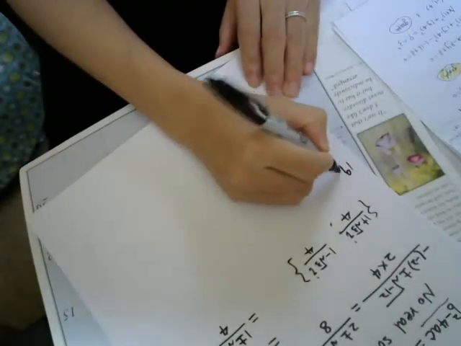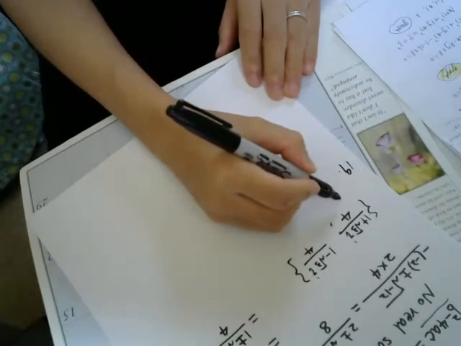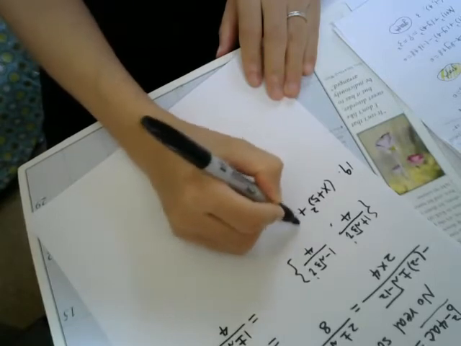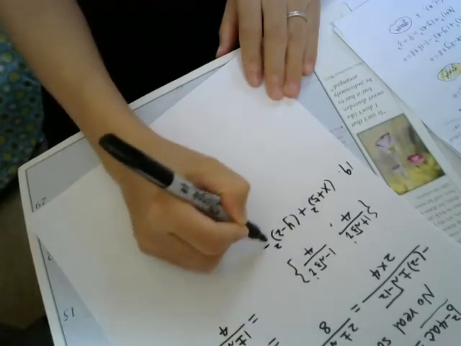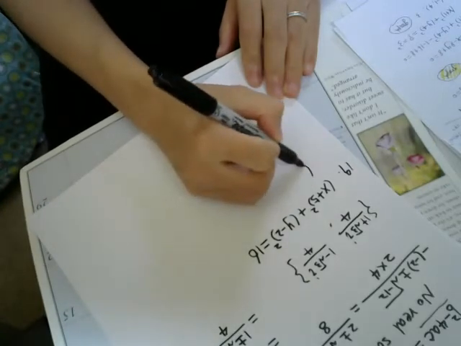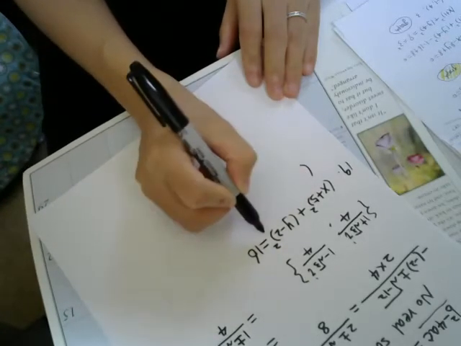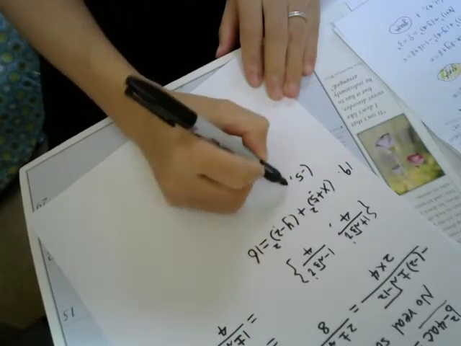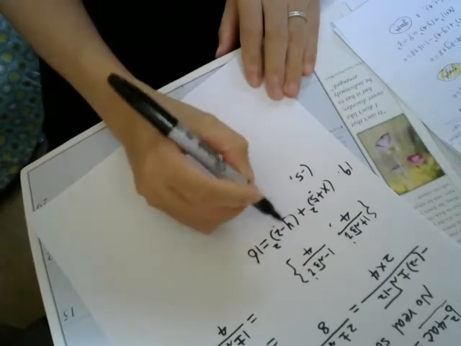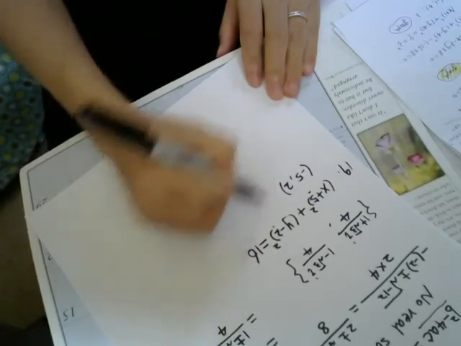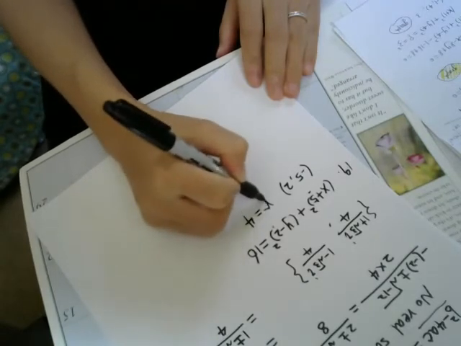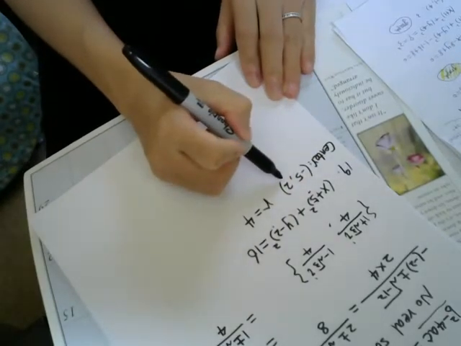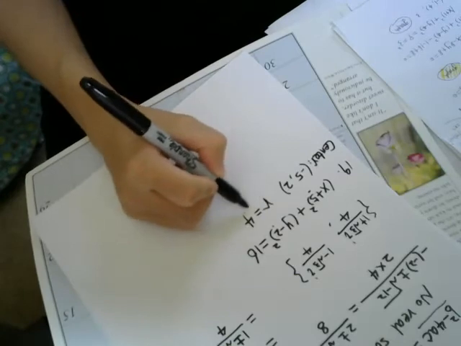Question number 19. The equation of a circle is (x + 5) squared plus (y - 2) squared equals 16. We know that the center of this circle is negative 5 and positive 2, and the radius is 4. Here is the center. The center is a point, negative 5 and 2, and the radius is 4.